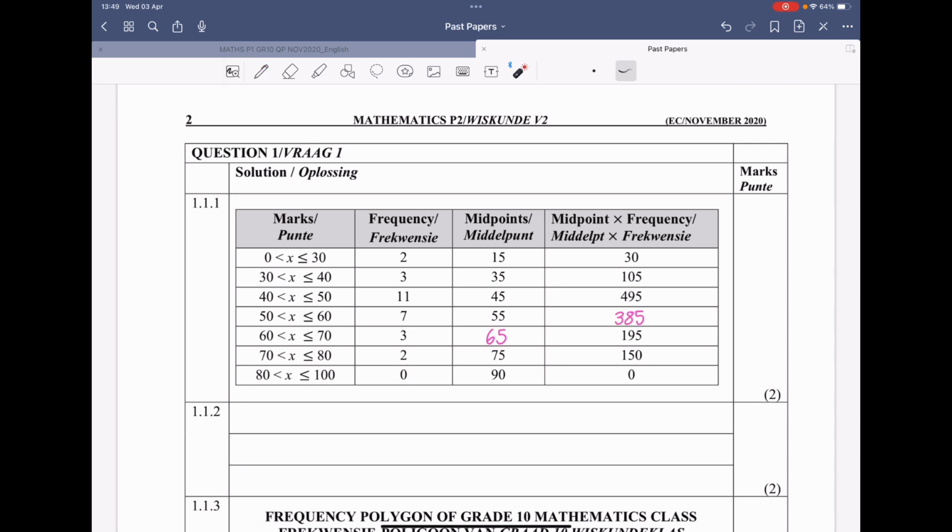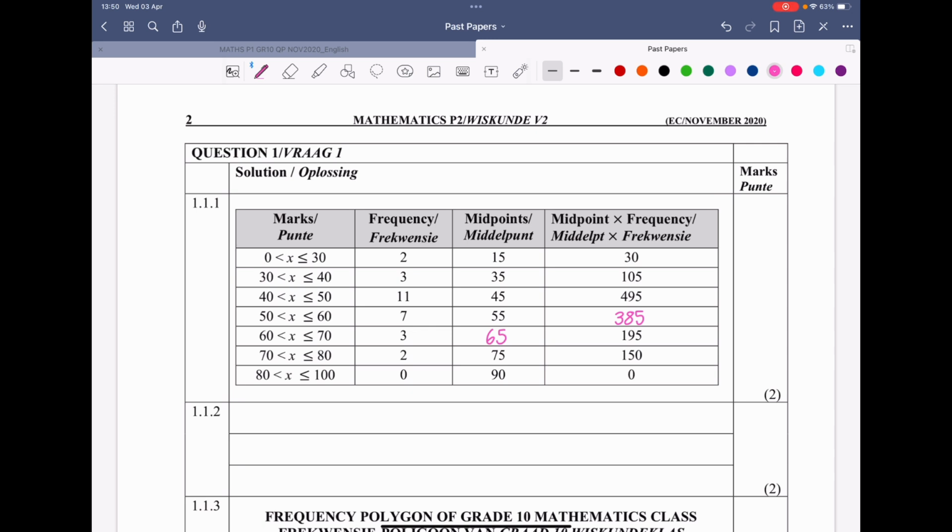If you're unsure of whether or not you're doing the right calculations, you can compare it with the other rows. For example, I can see that the midpoint for this one is 75, and that is indeed halfway between 70 and 80. And if I take the midpoint times the frequency, 2 times 75 is 150. So it's going to be the same procedure for all of the rows. Just to double check that you're doing the right calculation, you can compare with the calculations that were done in the other rows.